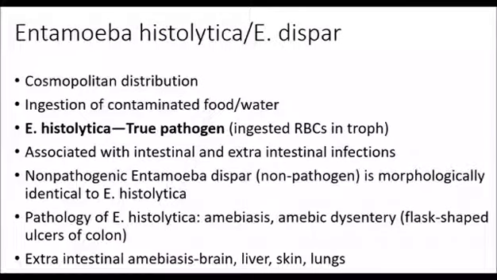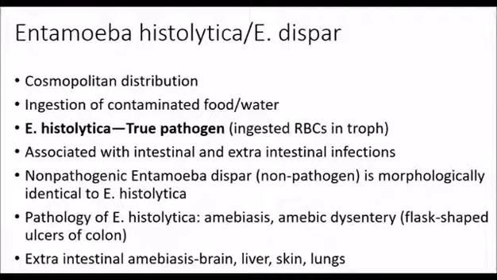Now the first one I'd like to talk about is Entamoeba histolytica/dispar. And this is two separate species of parasite that are very difficult to differentiate. Now all of these amoeba we're going to be talking about today have a cosmopolitan distribution. They're all contracted via the ingestion of contaminated food and water. But only one is a true pathogen, and that's Entamoeba histolytica. And you can identify that microscopically by seeing ingested red blood cells within a trophozoite.